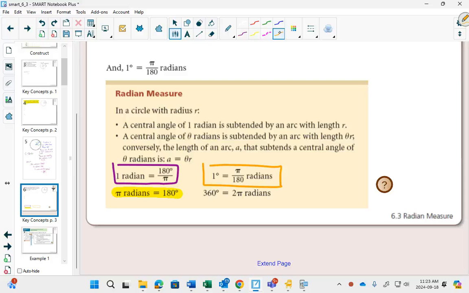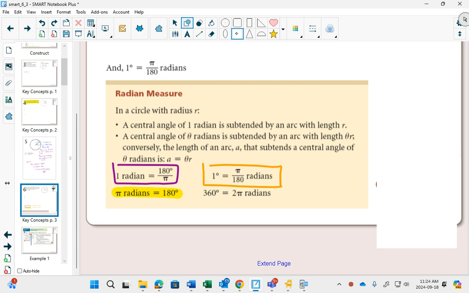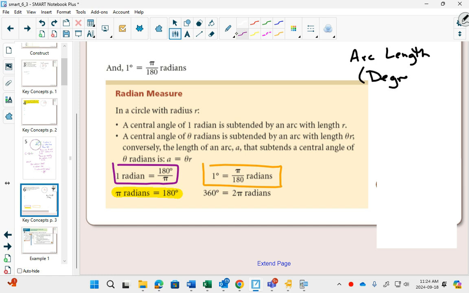And we're going to use this to convert back and forth between radians and degrees. Now, from our activity yesterday, and I'd like you to put this on the side here, from our activity yesterday, we figured out our formula for arc length in degrees.